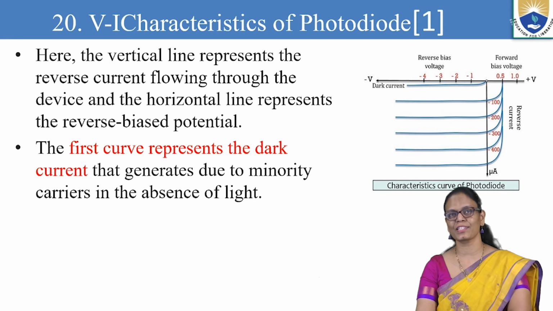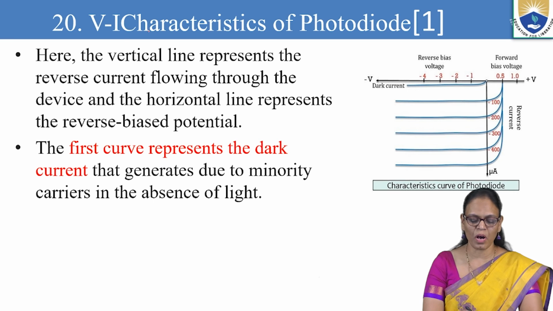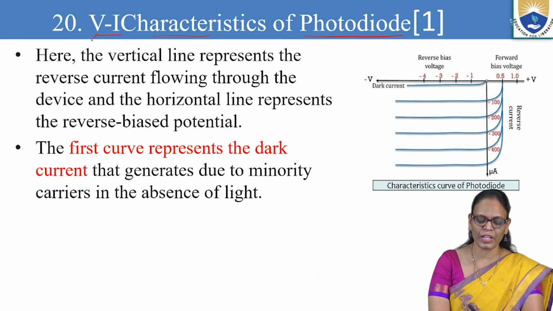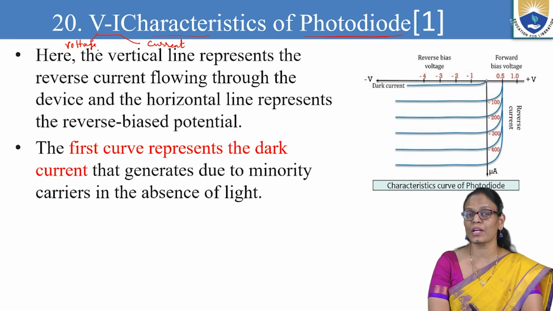Now coming to the last question in the short answer type, that is the 20th question. Draw the VI characteristics of a photodiode. Here V represents the voltage and I represents the current. What we are going to do here is study the variation of current with voltage, that is, as the voltage varies, how the current varies.